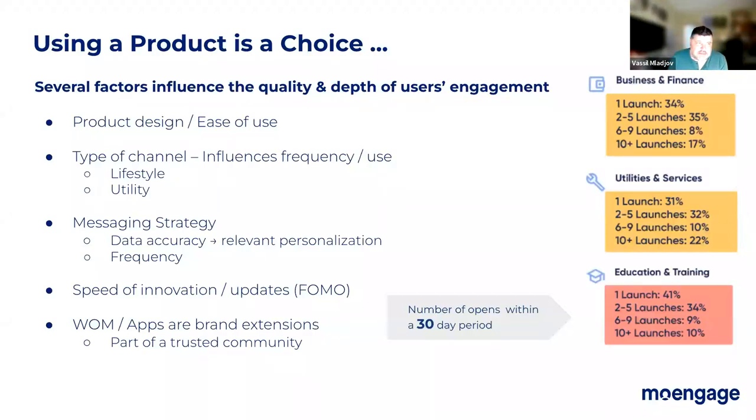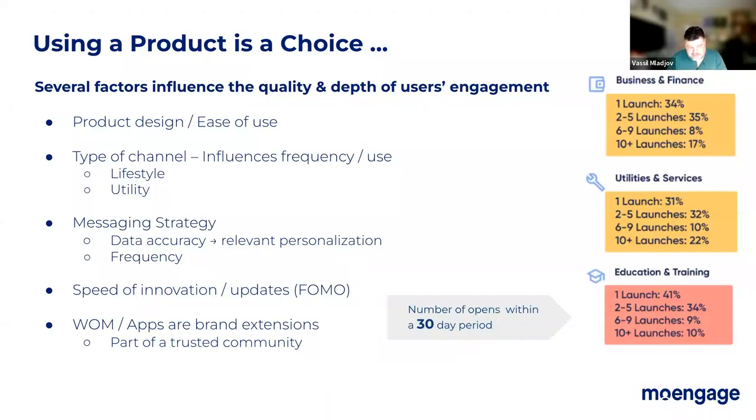So what are the factors that influence the quality of this engagement? We talk to product people versus marketing people, and the conversation was so different. But product design seems to be one of the most important things, and ease of use. If you have an app, look at where the buttons are. On a phone, are the buttons down on the bottom where it's easy to access, especially on these bigger phones nowadays?